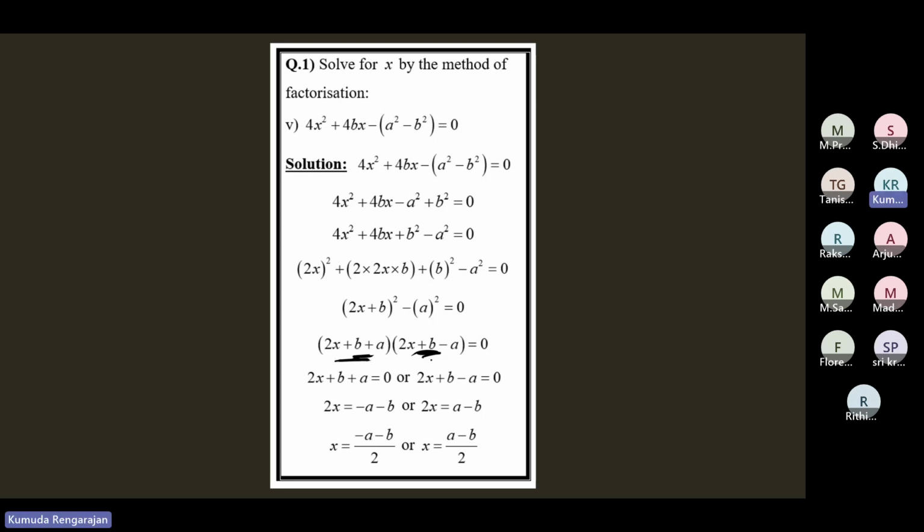So either this is 0 or this is 0. Remember, we are solving for x. So have 2x alone on one side and take all the other terms to the right-hand side, because you're not solving for a or b. You're solving for x. So transpose b and a to the RHS. Same thing here. So you get x is equal to minus a minus b by 2, or a minus b by 2.